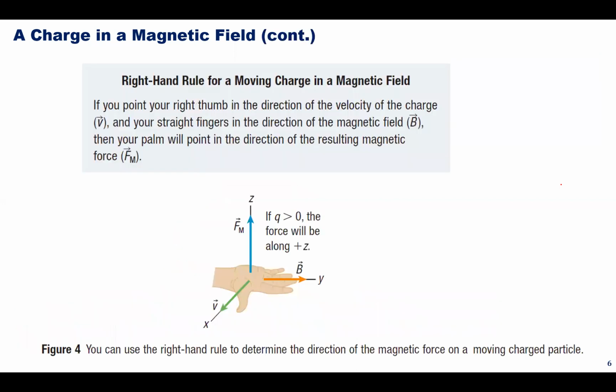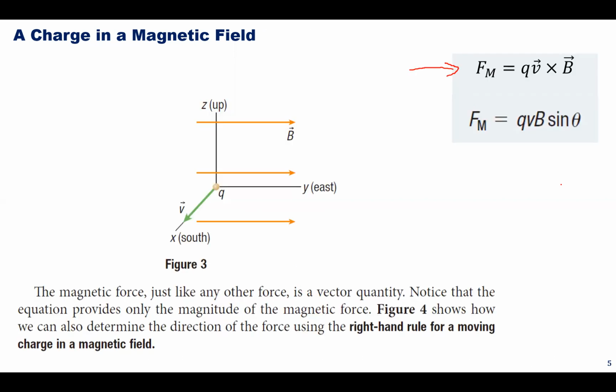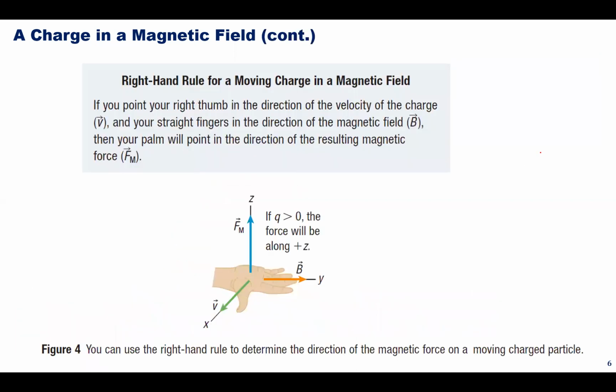Next, here, figure 4 shows how we can also determine the direction of the force using the right-hand rule for a moving charge in a magnetic field. So here, this only gives the magnitude of the magnetic force, Fm. Okay, so next, let's have a look at how we can determine the direction of the magnetic force.